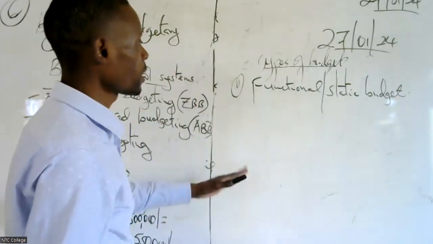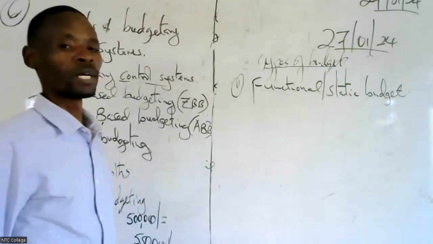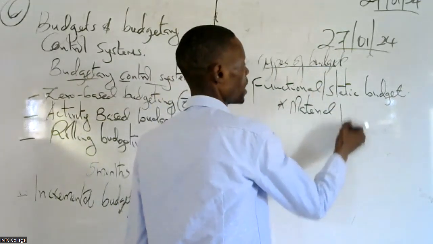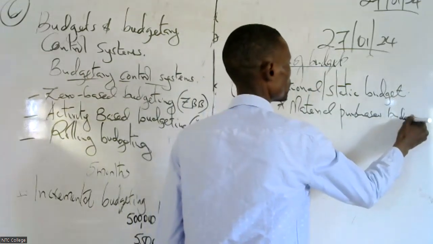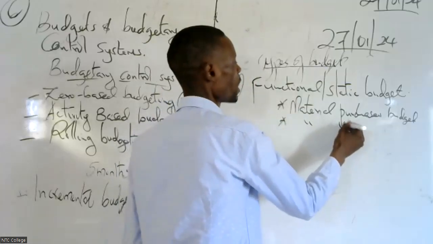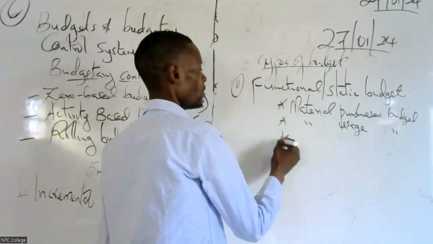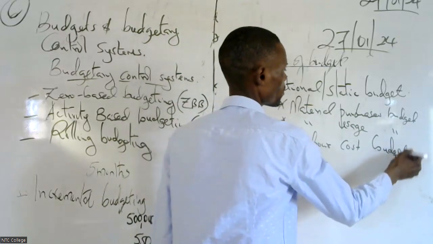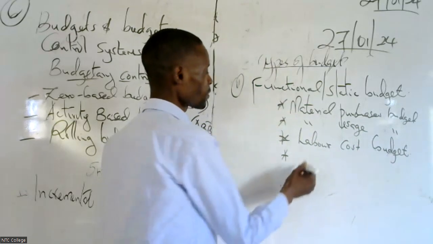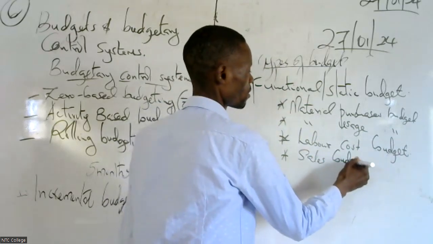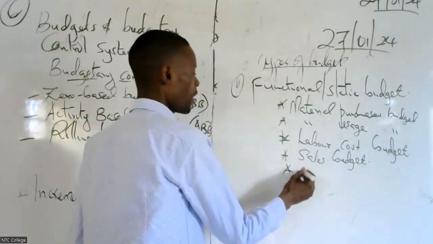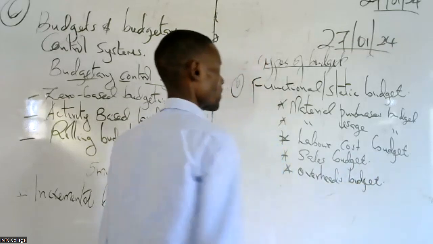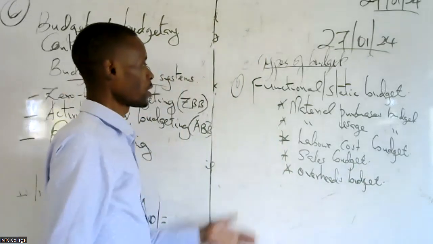So under functional budgets, these are the budgets which are being prepared on daily basis, and they include material purchases budget, material usage budget, labor cost budget, you also have sales budget, overheads budget, and many more. So those are the functional budgets.